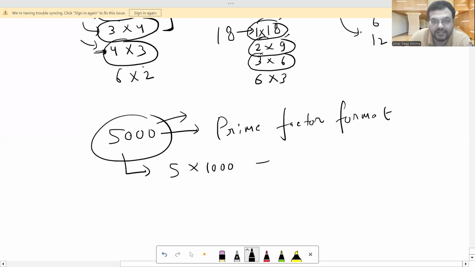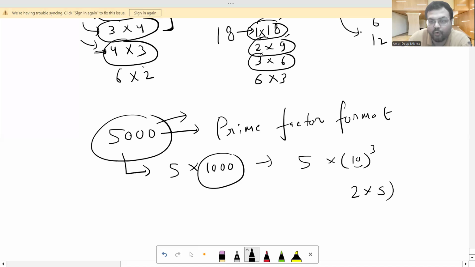And this 1,000 is what? This is your 10 cube. So I can write it like 5 into 10 cube. Okay. Now 10 is what? 10 is your 2 into 5. So I can write 2 into 5 whole cube.